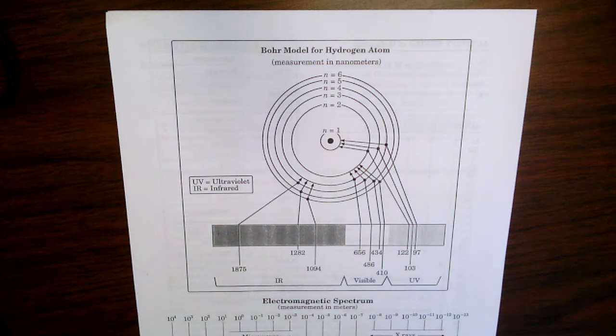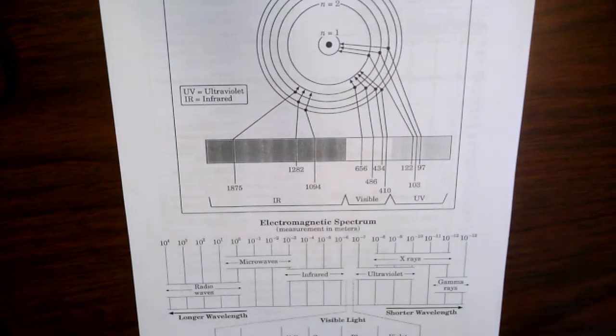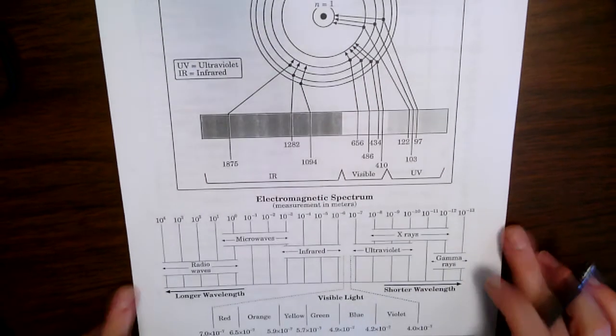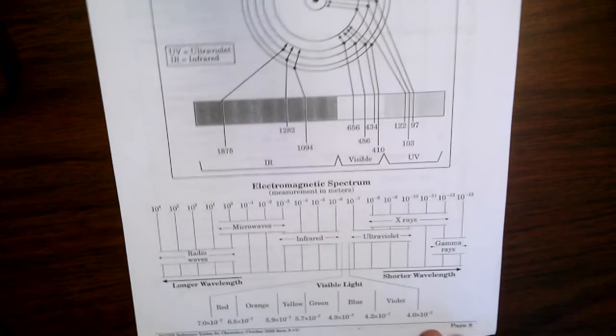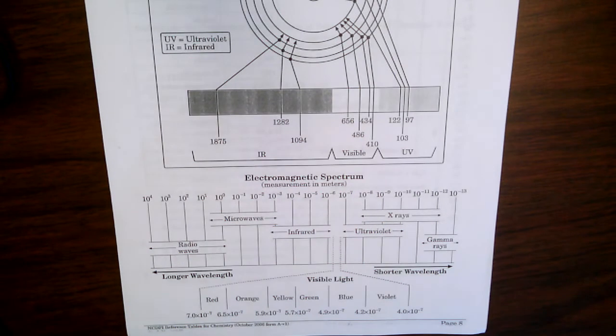I'm going to go over the Bohr model of the hydrogen atom and the electromagnetic spectrum with you today. This is on your reference table. The reference table is something that is given to you on your chemistry exam, so you'll be able to use this very same thing on your chemistry exam when you take it.